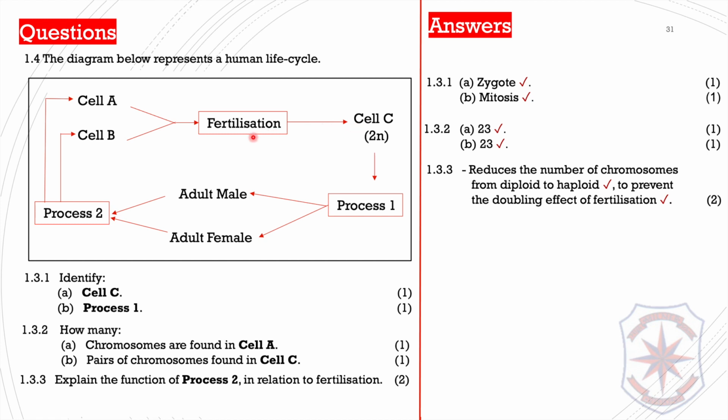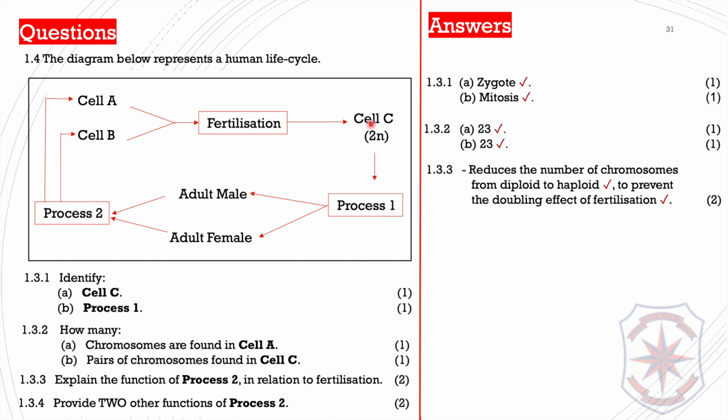Meiosis does not only produce gametes, it ensures that those gametes are haploid by reducing the number of chromosomes from diploid to haploid to avoid the doubling effect of fertilization. So it ensures that the gametes are haploid so that the zygote will always be diploid and not quadruploid.